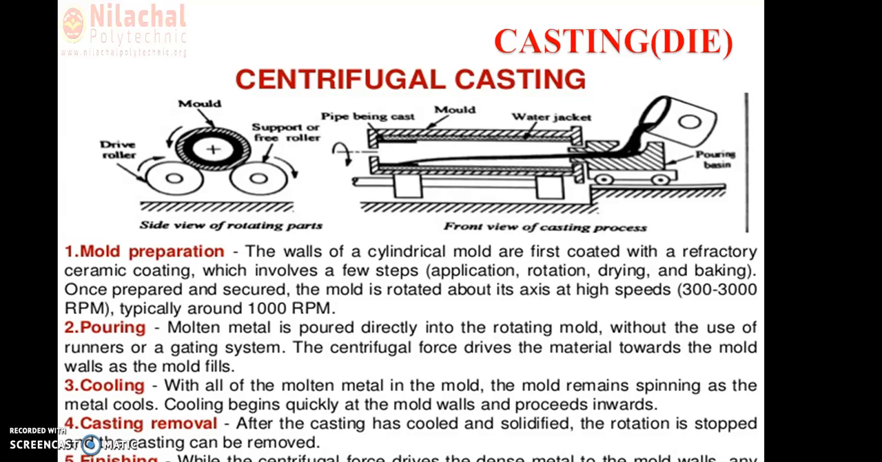Then the next step is casting removal. After the casting has cooled and solidified, the rotation is stopped and the casting can be removed. And the last operation is the finishing operation. While centrifugal force drives the dense metal to the mold walls, any impurities or bubbles flow to the inner surface of the casting. As a result, secondary processes such as machining, grinding or sandblasting are required to clean and smooth the inner diameter of the part.